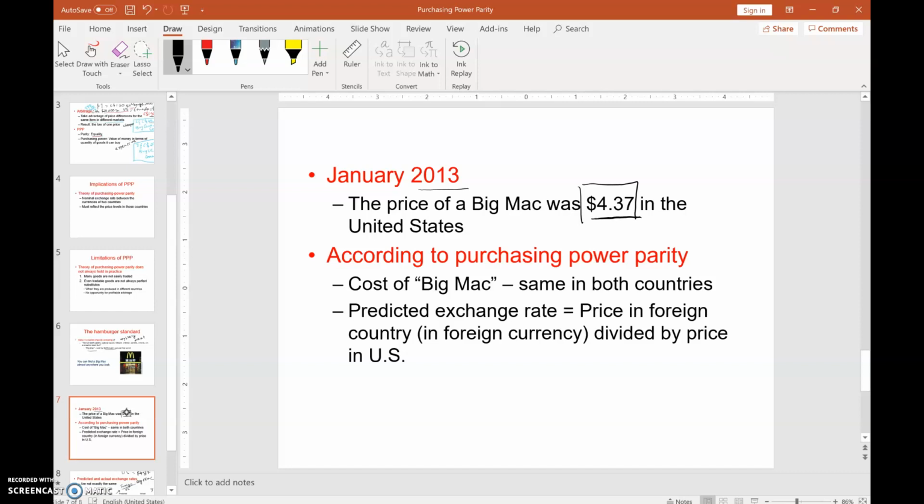Alright, let's come back to the slide and look at the price of a Big Mac in the US for January 2013. It was quite cheap back then. It was $4.37 in January 2013. According to purchasing power parity, the cost of a Big Mac should be the same in all the countries. The predicted exchange rate, we have a formula for that, is equal to the price in the foreign country over the price in the US.